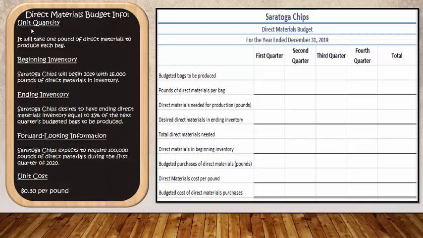For forward-looking information, we know that Saratoga Chips is going to expect to require 100,000 pounds of direct materials to meet their production in the first quarter of 2020. And throughout the entirety of 2019, these potatoes, these direct materials that we buy, are going to cost us 30 cents per pound. So our budgeted bags to be produced for the first quarter is 102,000. Where did that information come from? It comes from the production budget.